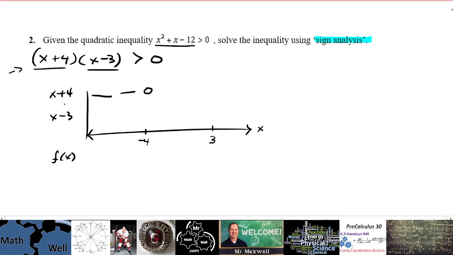Any x value that's greater than negative 4, like 3, 3 plus 4 is positive 7, so these are all positive values here. You do the same process for the second factor, and if there are 3, 4, 5 factors, you just keep doing the same process. Make 3, 4, 5 rows, and then you'll be multiplying all those signs together to get your final one for each section. So this is a 0 here, and it's negative ahead of time, and it's positive after.